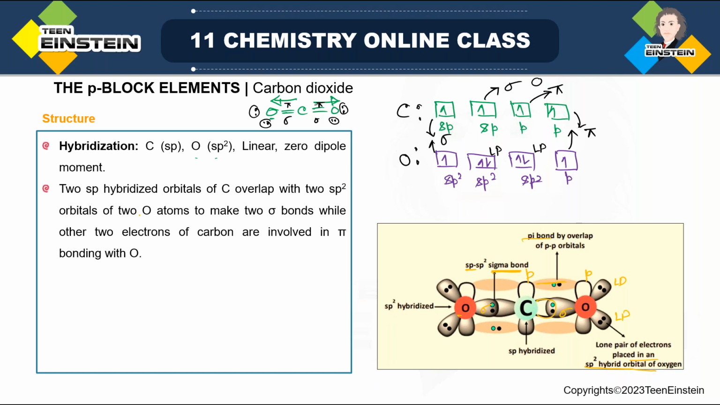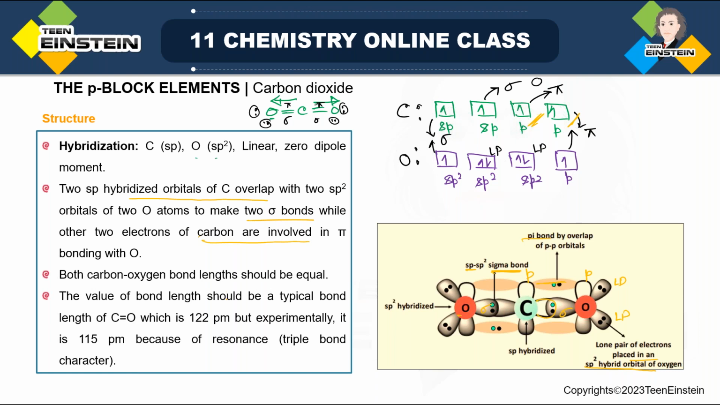Now we have this explanation. Two sp hybridized orbitals of carbon overlap with two separate oxygen sp2 orbitals to make two sigma bonds on both sides, while the other two electrons of carbon are involved in pi bonding with oxygen. So you can see here, these two are involved in pi bond formation.